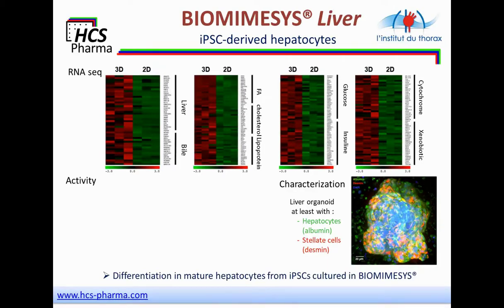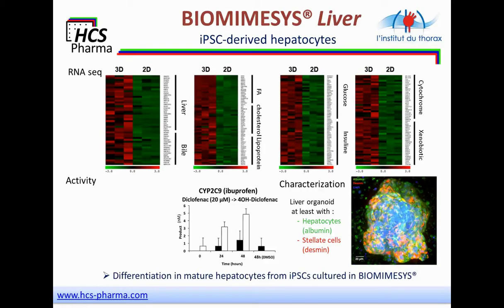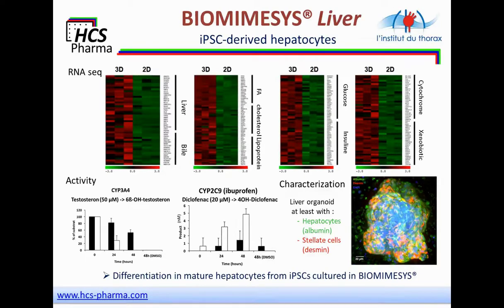And we have characterized the spheroids that we have obtained in this condition, and this organoid obviously contains hepatocytes, as you can see in the picture thanks to the albumin staining in green. But very interestingly, we also know that there are some other cells, like stellate cells, as you can see with the red staining, and also endothelial cells. This was also suggested by the RNA-seq study because we knew that some genes were not from hepatocytes. So we have a complete organoid obtained from this differentiation.